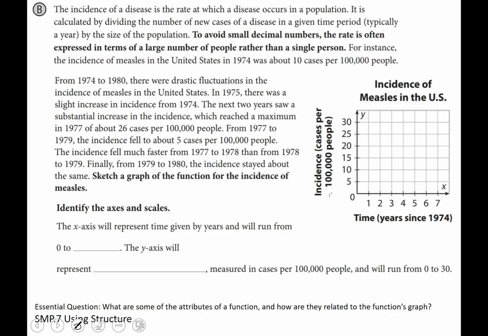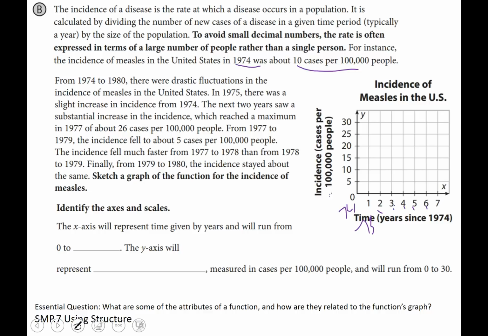It said 74 was 10 cases per 100,000. You'll notice that the graph is numbered in years instead of them saying the year numbers. So 74 is year 0, 75 is year 1, and so on, 76, 77, 78, 79, 80. So you have to be careful about that and translate it because they labeled it years since 1974.